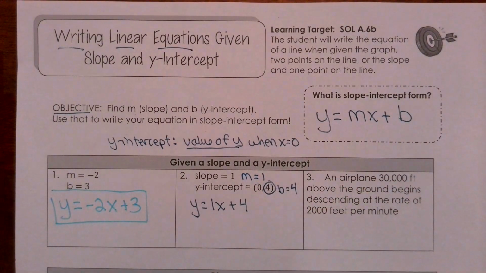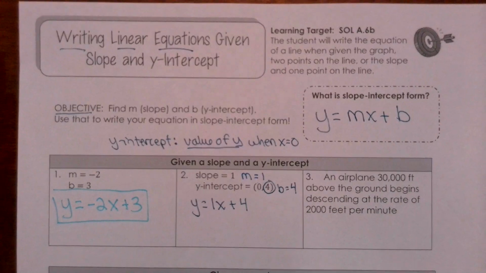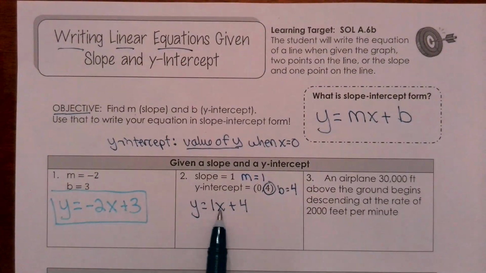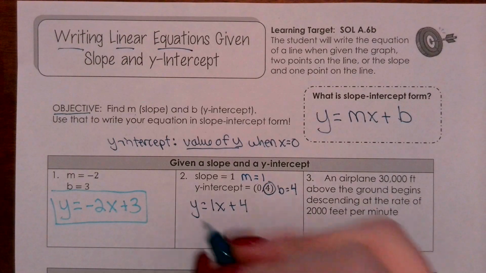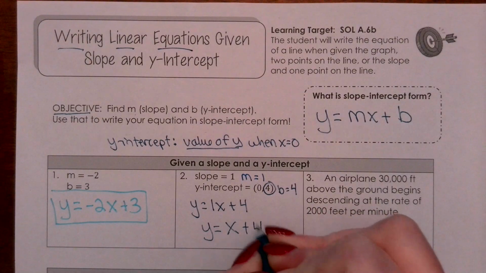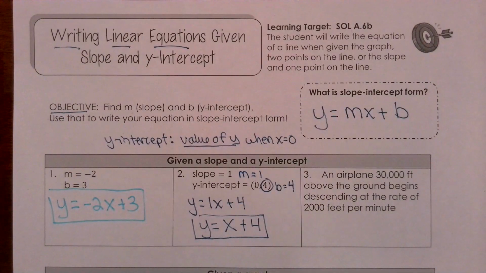Now my final answer is not going to be y equals 1x plus 4. Why don't you pause a minute to think about what you think it might be? If you decided that normally mathematicians would not write 1x, you were correct. My final equation will be y equals x plus 4 because typically we don't write a 1 as a coefficient, or a coefficient of 1.